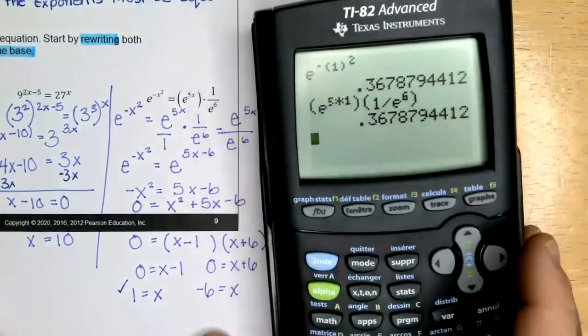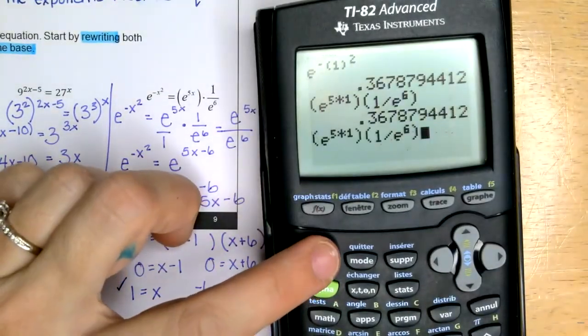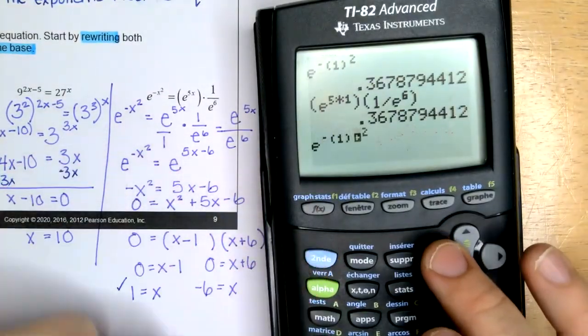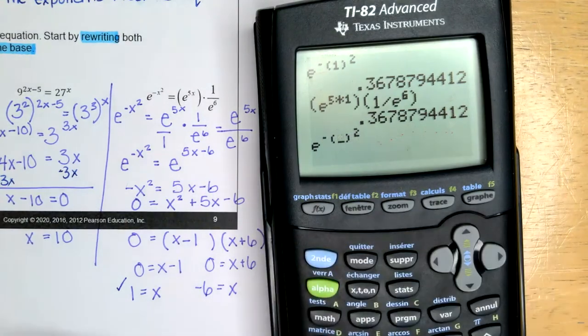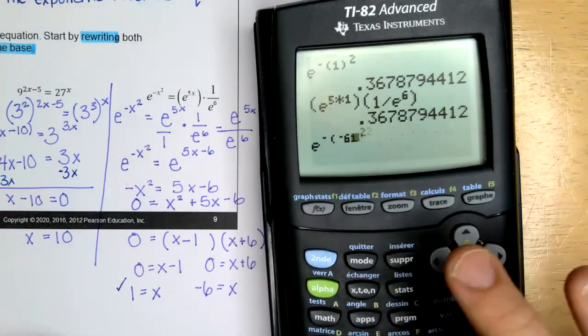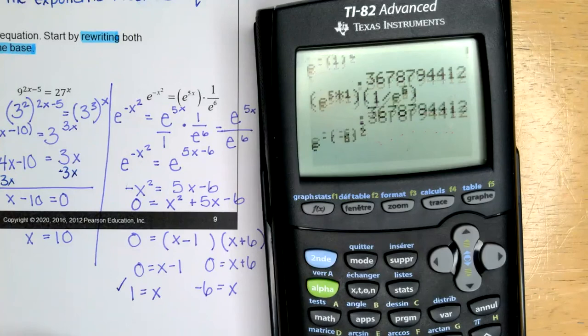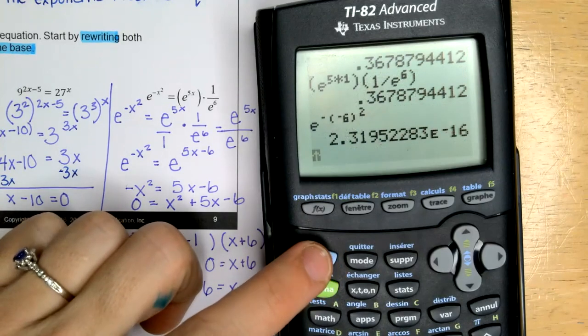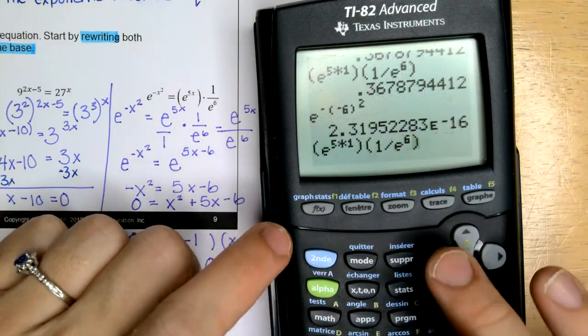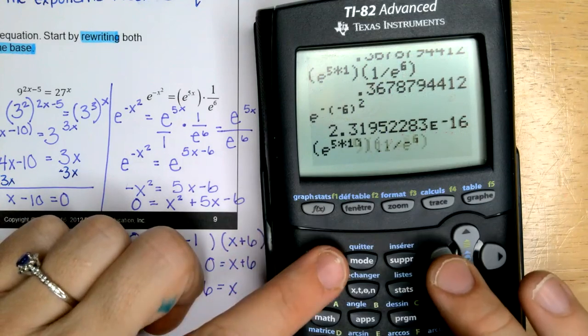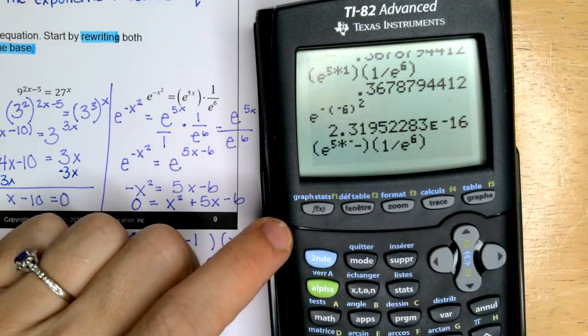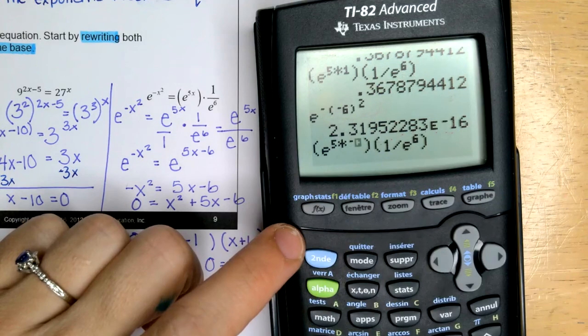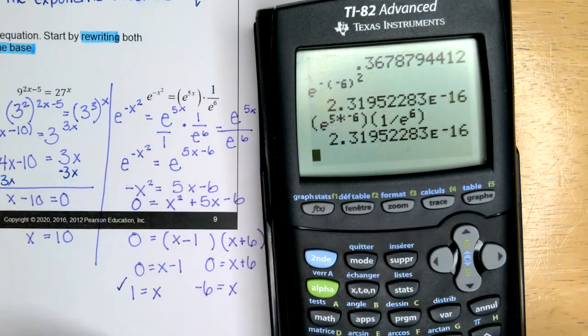Negative 6. I'm going to put a negative 6 in here. I'm going to put a negative 6 in here. That one checks.